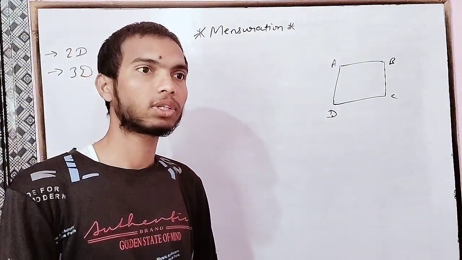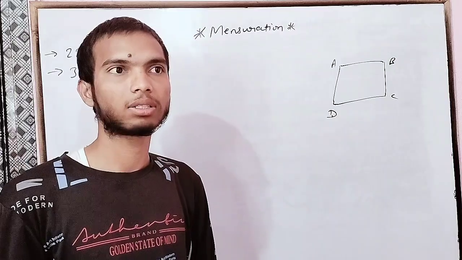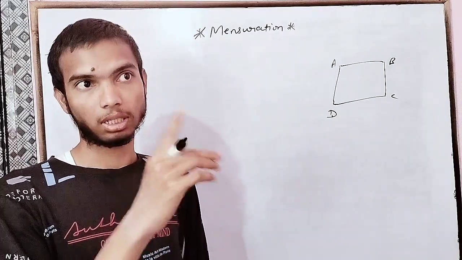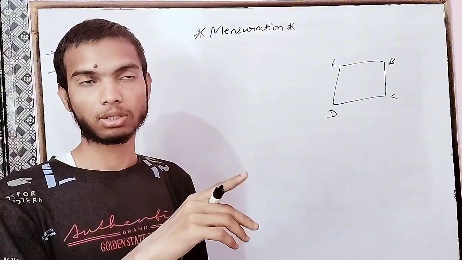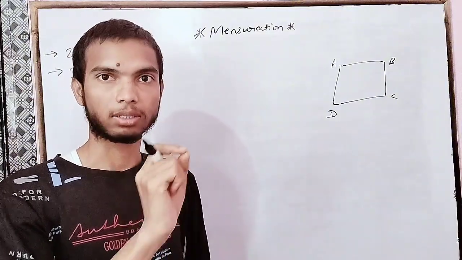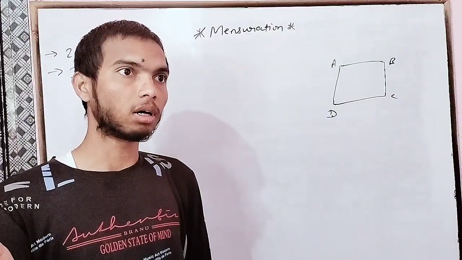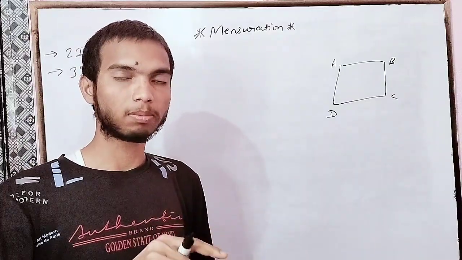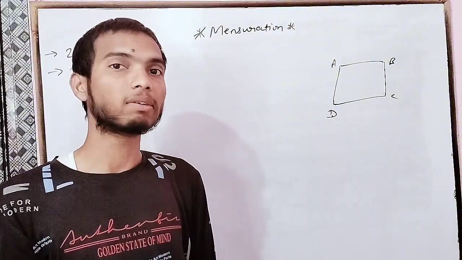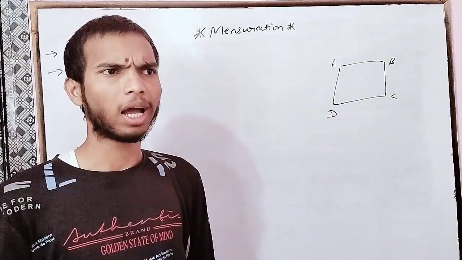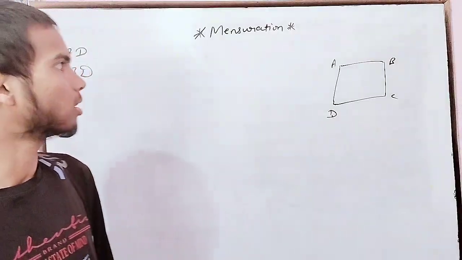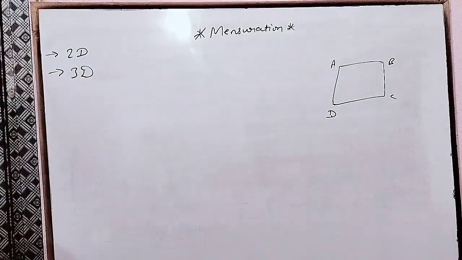But a shape which has three dimensions, can we say that shape is 2D? No, because that shape is 3D. Those shapes have a space, have three dimensions, have x-axis, y-axis, z-axis.